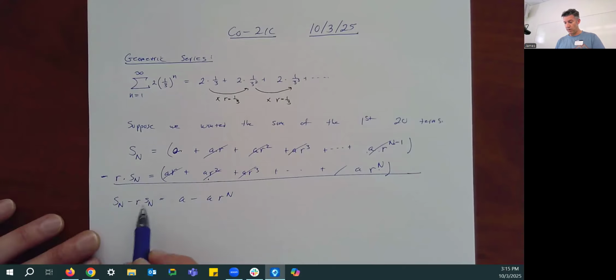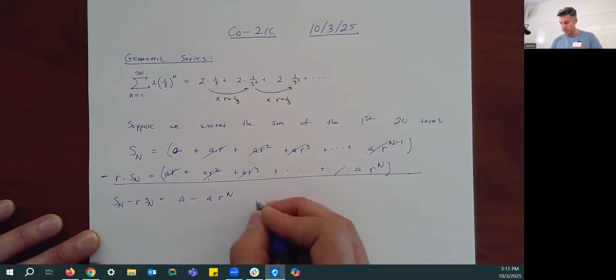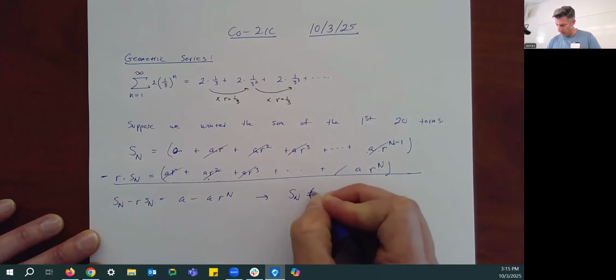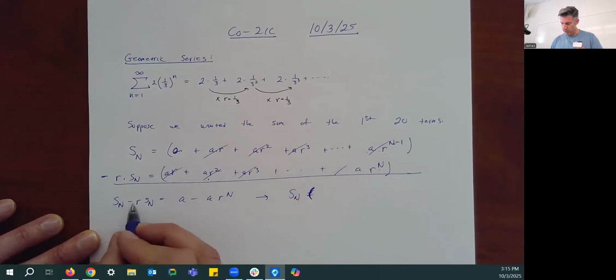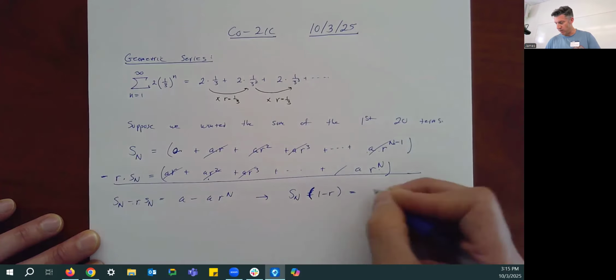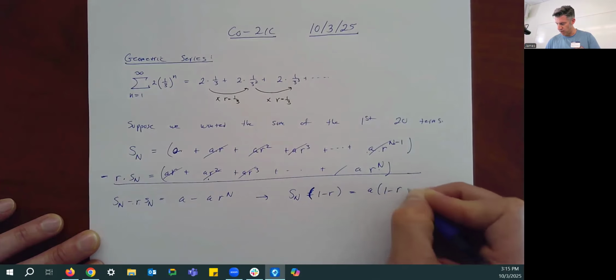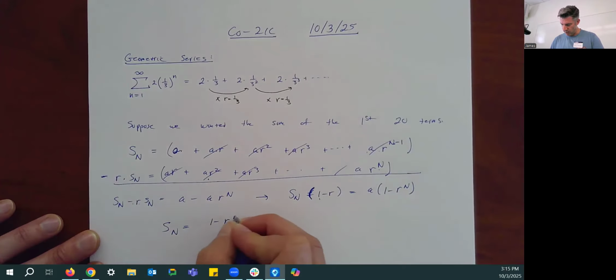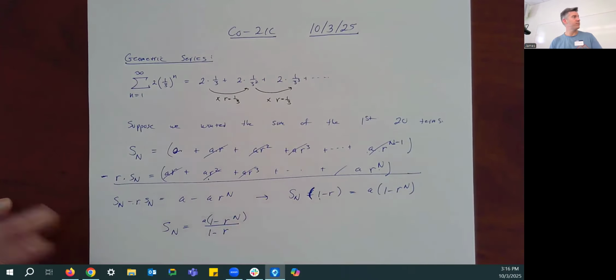The purpose of this is to help us find a formula for the nth partial sum. So on the left-hand side here, we factor out Sn, the nth partial sum. We're left with 1 minus r. On the right-hand side, we factor out the A. We have A times 1 minus r to the n. Finally, dividing by 1 minus r gives us an nth partial sum of A times 1 minus r to the n over 1 minus r.